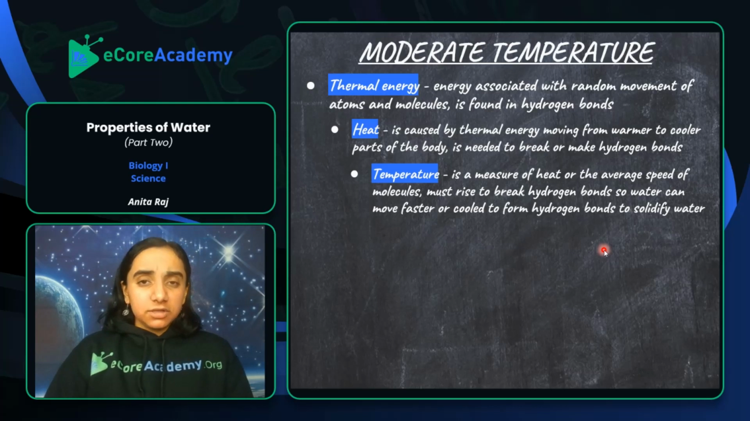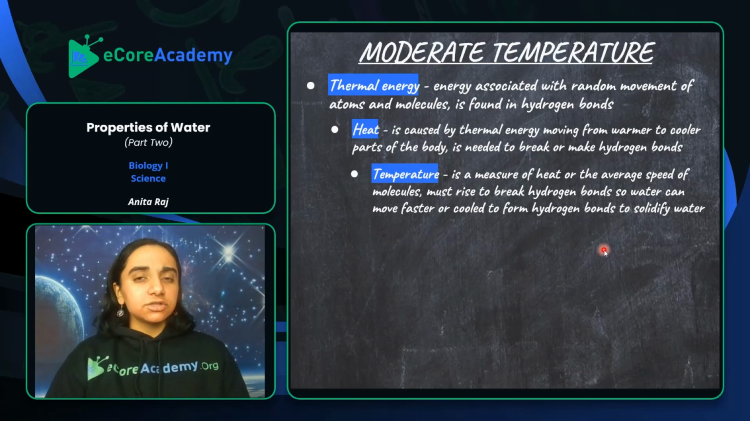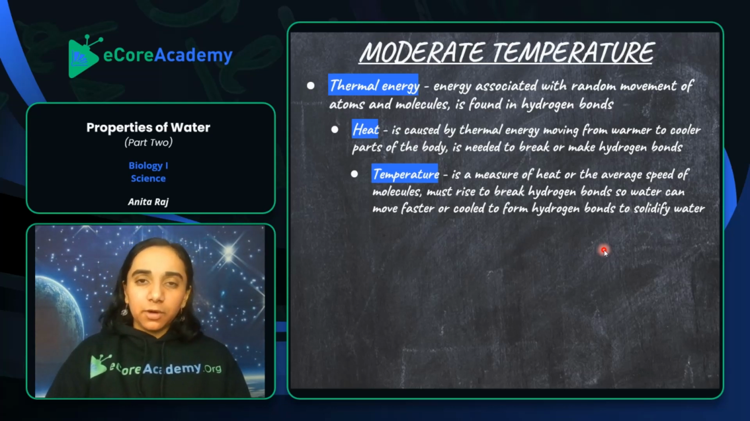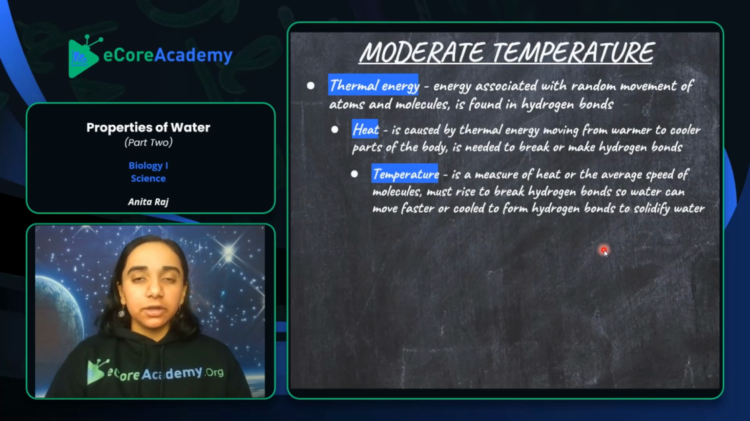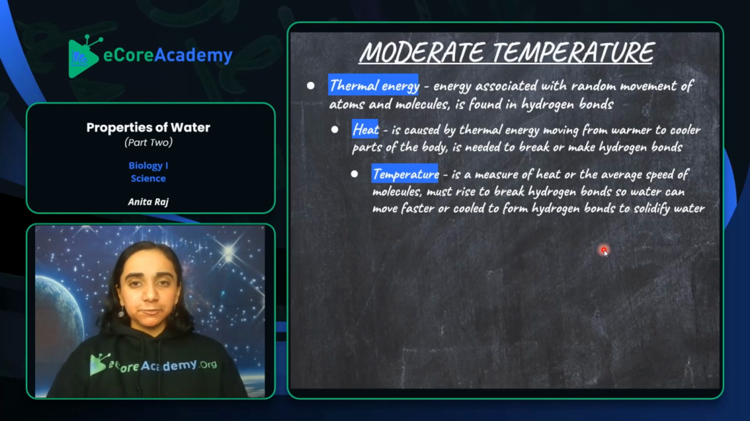So one thing you must know is that temperature has to rise if you want to break the hydrogen bonds in water so water can move faster. For example, in a liquid, there are hydrogen bonds. Of course, the hydrogen bonds are not as stiff as they would be if it was ice, which is a solid, but they're still present. They're still pretty important. If you put water in a pot and you boil it at 212 degrees Fahrenheit, it's going to turn into water vapor.